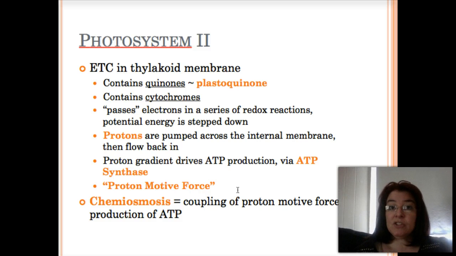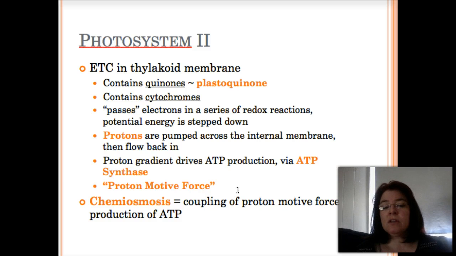The other term you see that's new for us is chemiosmosis. Chemiosmosis can be defined as coupling a proton motive force, a proton gradient, with the production of ATP. We see this both in cellular respiration and in photosynthesis. We see a proton gradient flowing through ATP synthase and being used to make ATP.